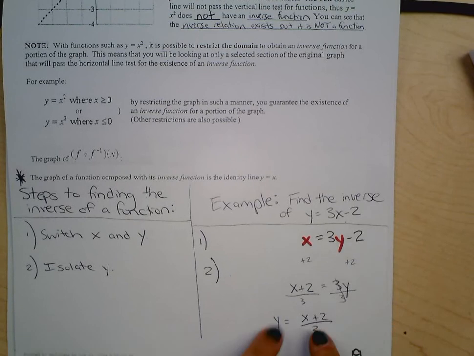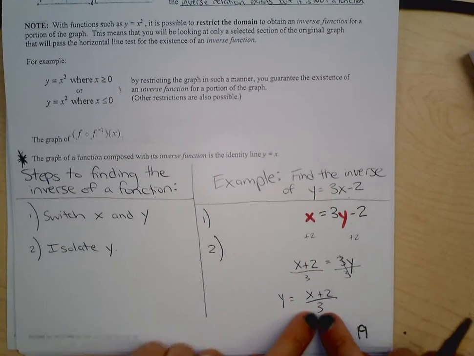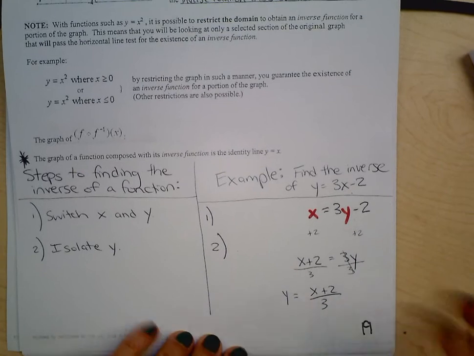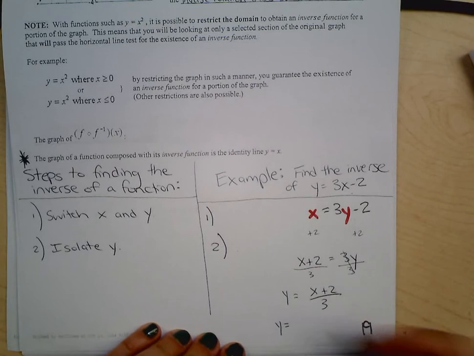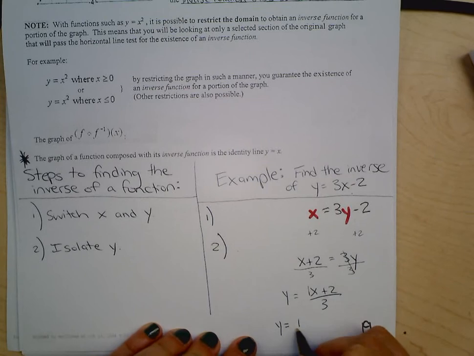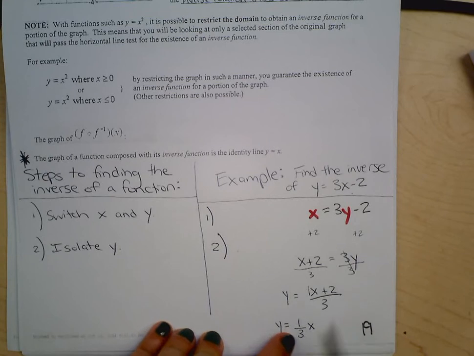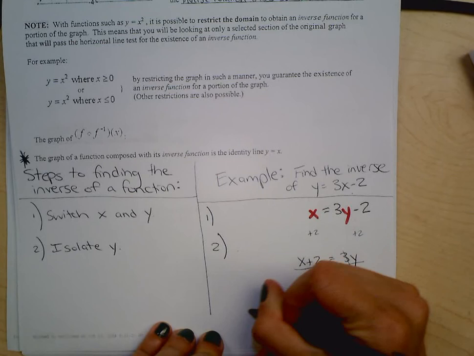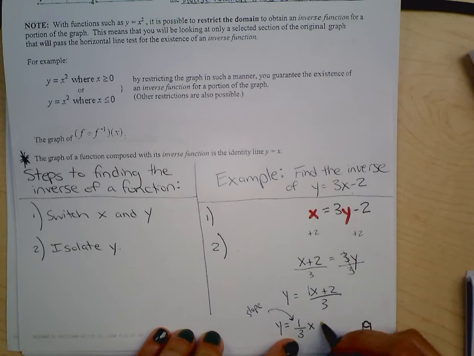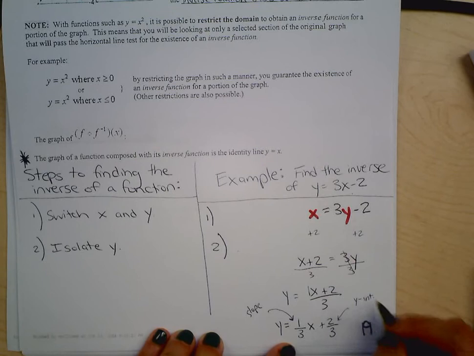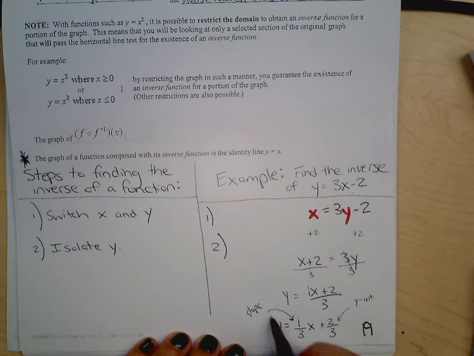Now if I were to graph this, it'd be a lot easier if I separate these two fractions so I can easily see my slope and my y-intercept. So I want you guys to get in the habit of that. So this would be y is equal to, this is like an invisible 1 in front of the x, so it's 1/3 x, because that's an invisible 1 there. I wrote it in front of the x because now I can easily see that this is my slope, 1/3, so rise over run. And then plus 2/3 is going to be my y-intercept. So this would be my inverse function.